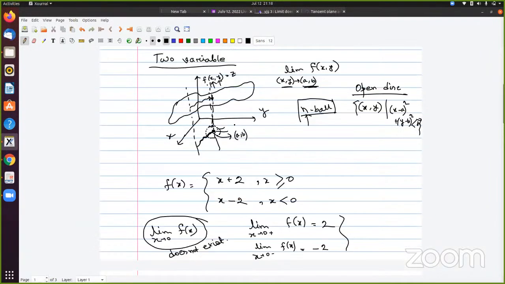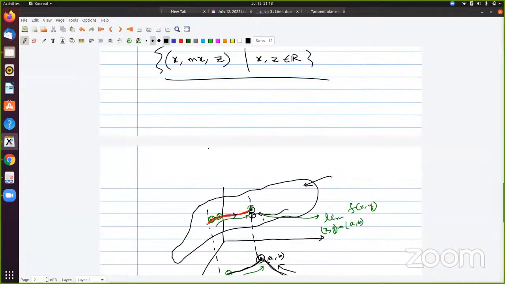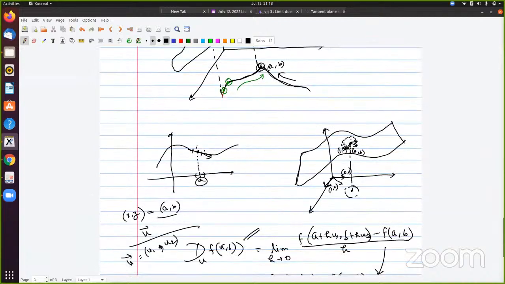Sir, the origin of the unit vector will be on that point? The origin of the unit vector will be the point we are considering, a comma b. Origin means you are basically saying the starting point of the vector. Like this, right? This starting point. That is the origin of the unit vector.